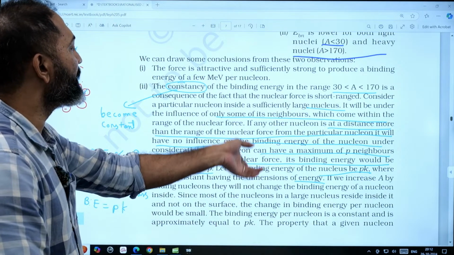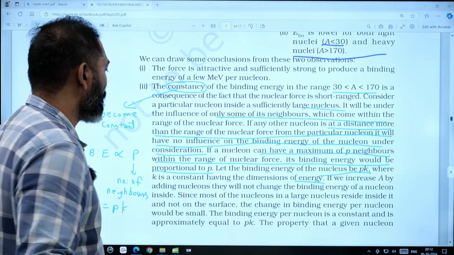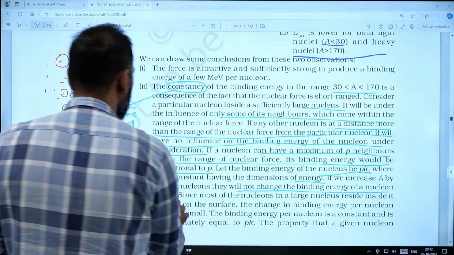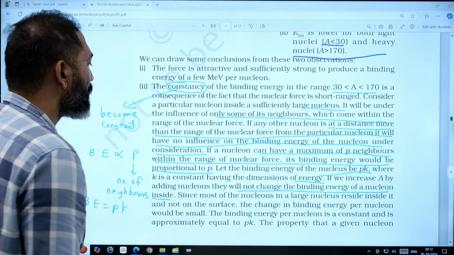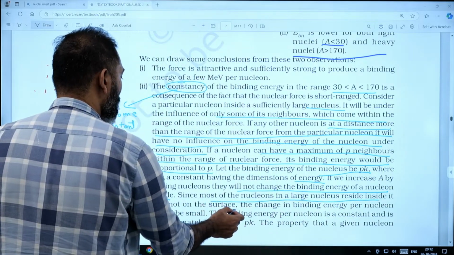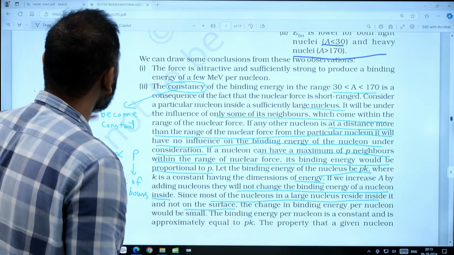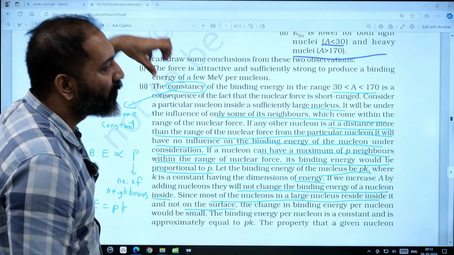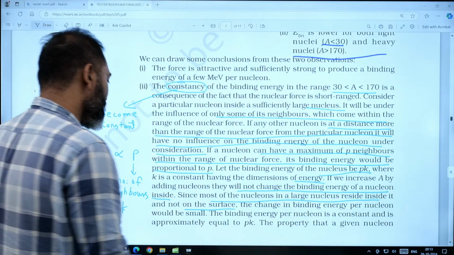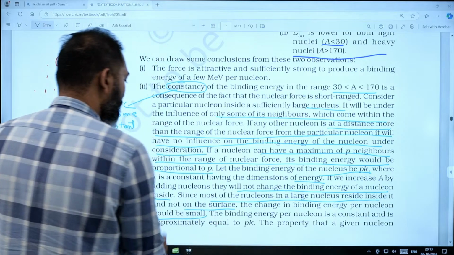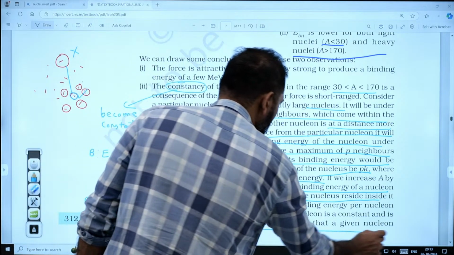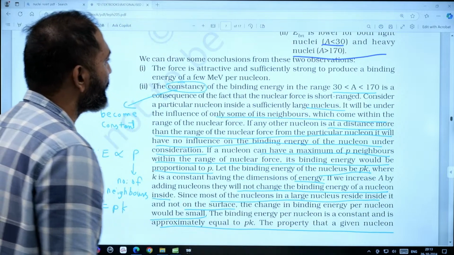If we increase the mass number by adding nucleons, they will not change the binding energy of a nucleon inside, since most of the nucleons in a large nucleus reside inside it and not on the surface. The change in binding energy per nucleon would be small. The binding energy per nucleon is a constant and is approximately equal to what? pk.